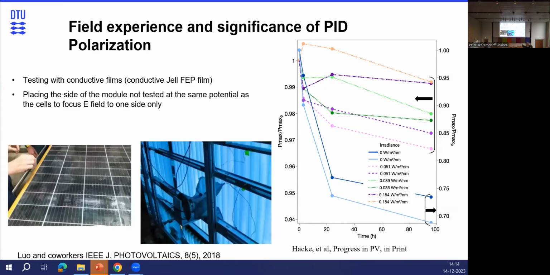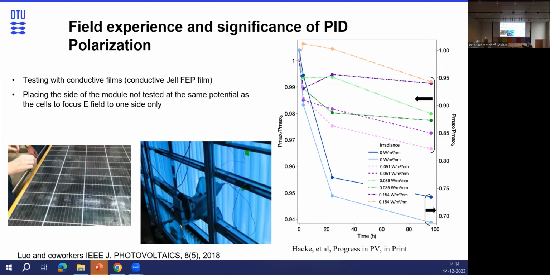Now, testing for PID shunting was quite straightforward. You need an environmental chamber and apply high voltage. PID polarization is actually mitigated quite significantly by UV, by light in the field, and it's quite difficult to catch it in the field and measure it. So doing realistic testing is hard, because the high voltage will degrade the cell, but the light will mitigate. So it's a fast and frequent change in basically cell efficiency due to this effect.